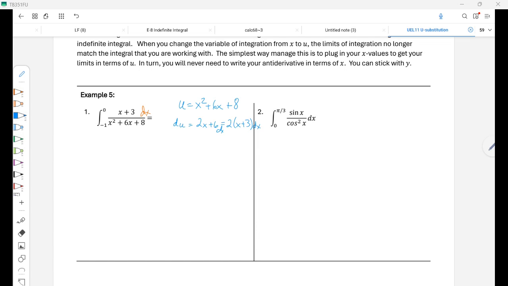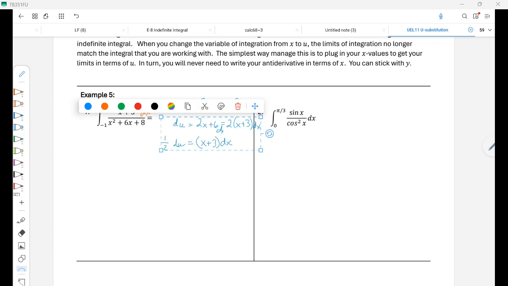So we don't have a 2 times x plus 3 dx. We just have an x plus 3 dx. So we need to divide by 2. So 1/2 of du equals x plus 3 dx. All right. All of that should be in orange, so we'll make that in orange.